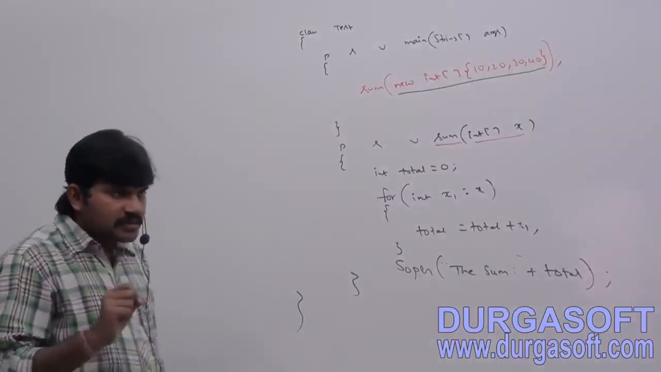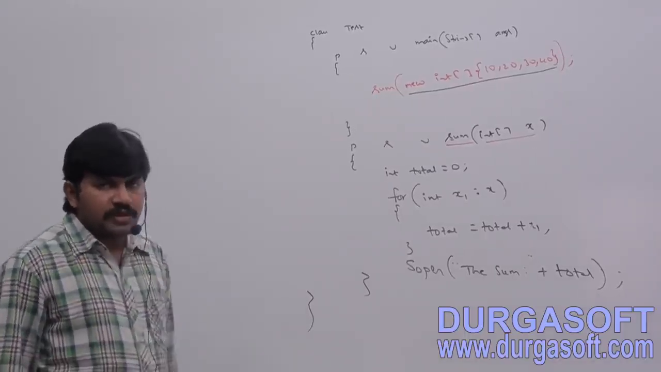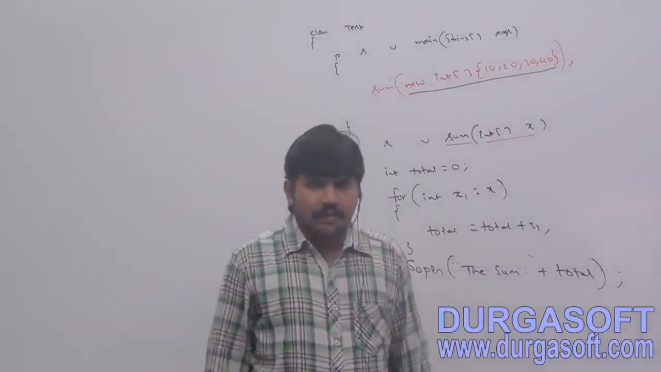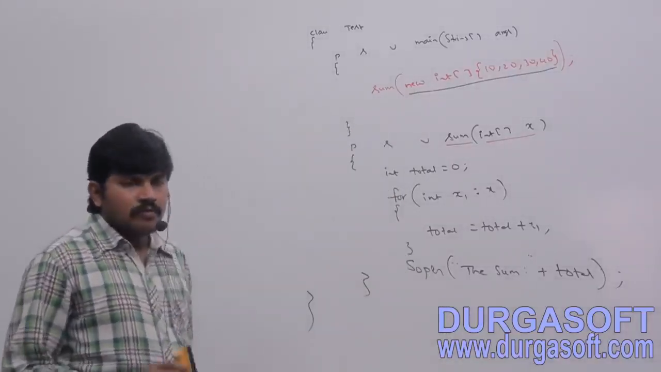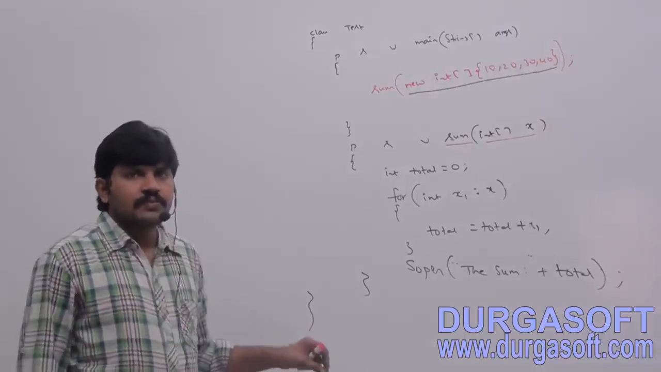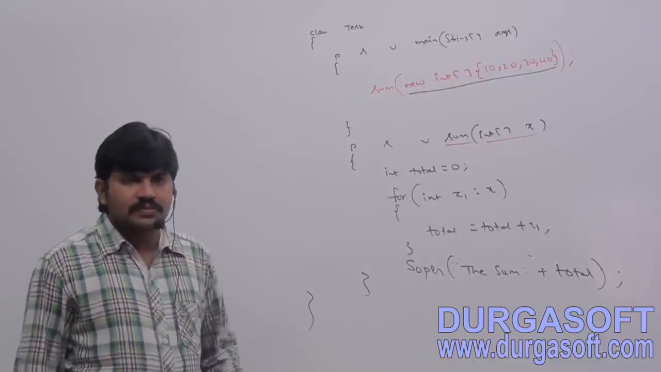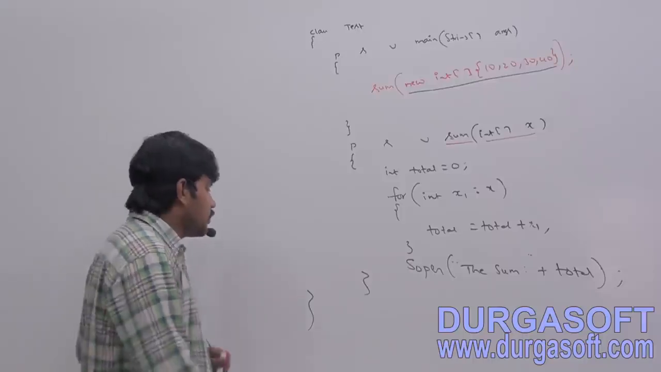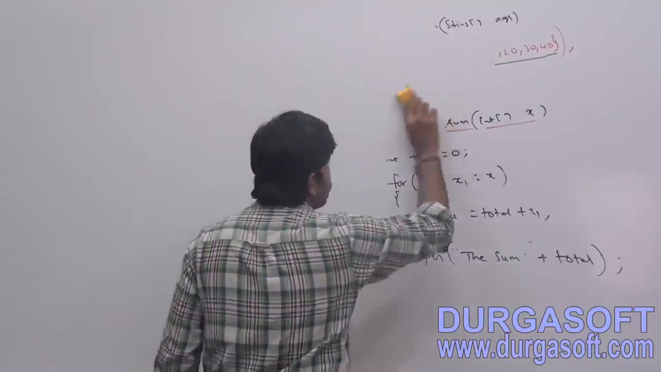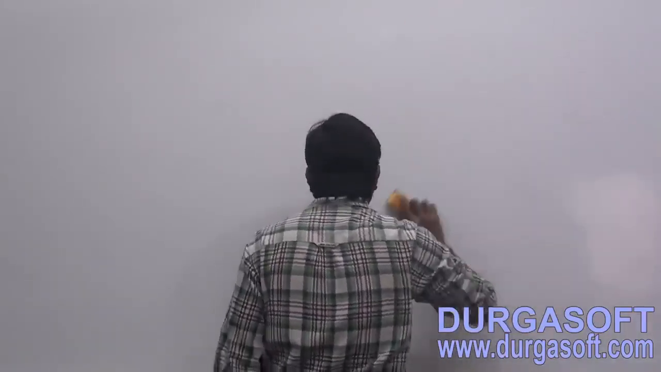Hence for this one time requirement, anonymous array is the best choice. Okay, that's all. So this is what is anonymous array.